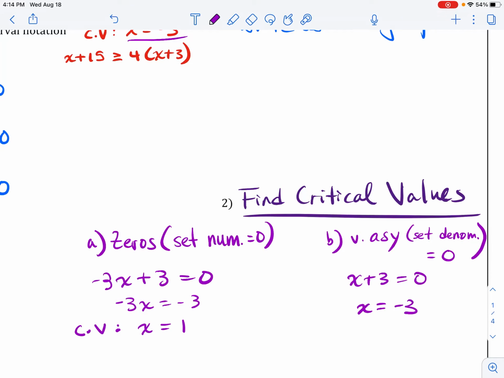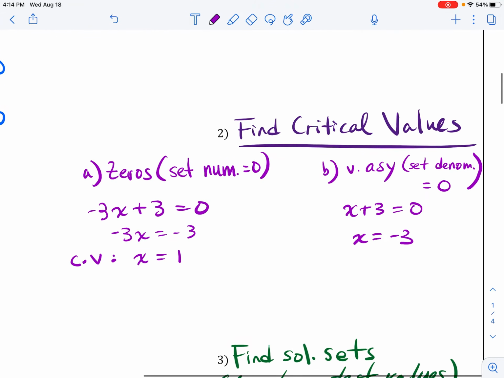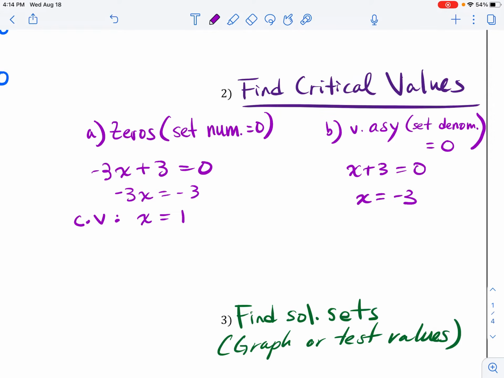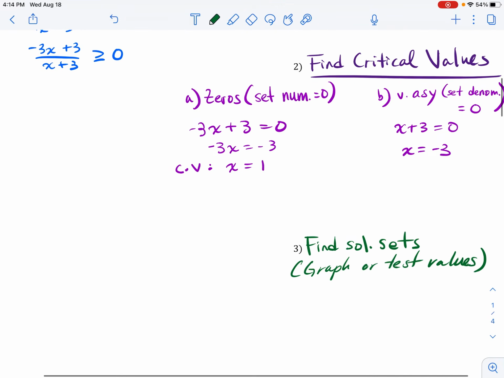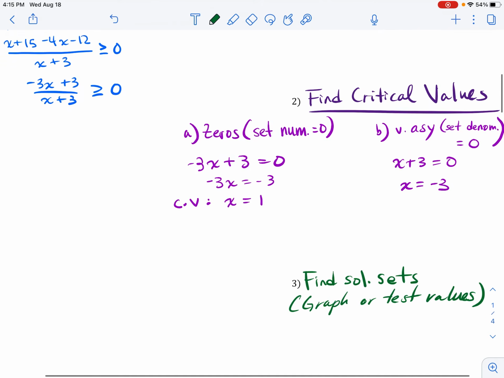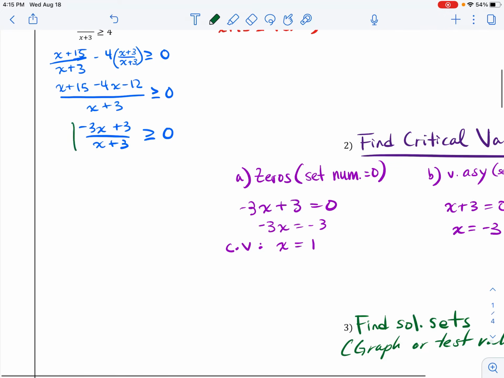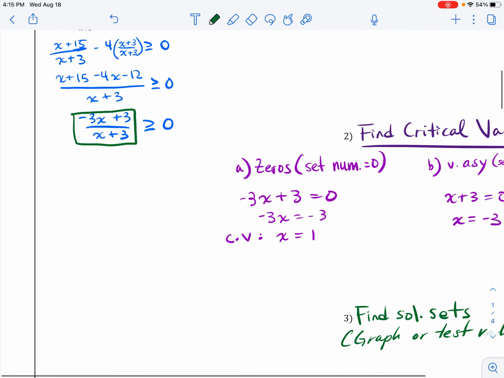Now that we found our critical values, we're now going to continue to solve this pretty similar to how we solved polynomial inequalities in our previous lesson. We're going to find the solution sets. And we can do this either by graphing or by testing our values. So take a moment right now and go ahead and put this into your graphing calculator, or if you have Desmos right here, go ahead and pull up that graph. And what you should find, and let me see if I can pull this up.